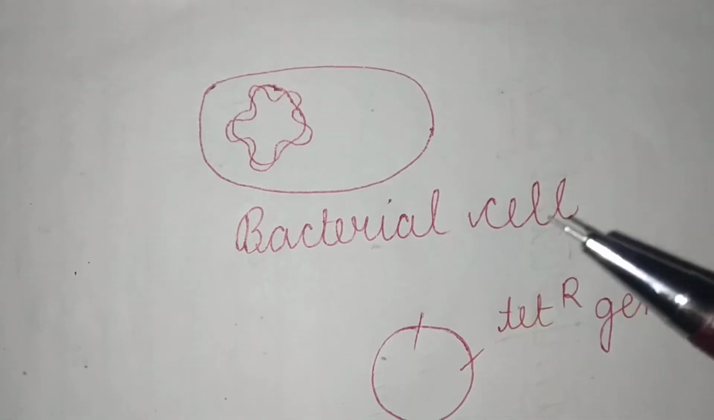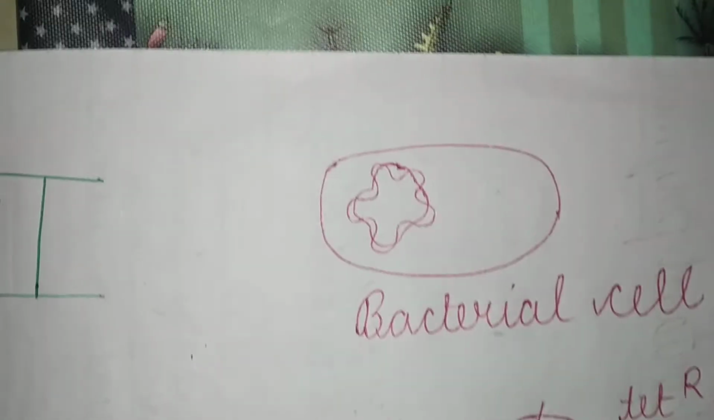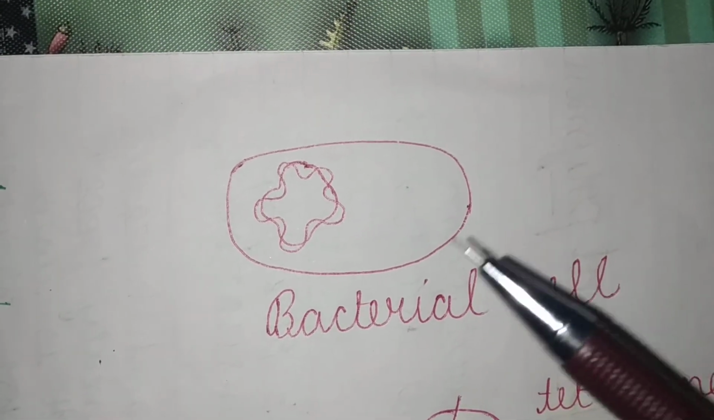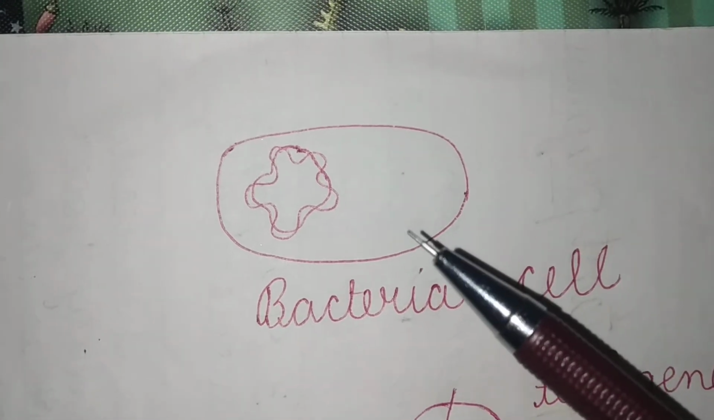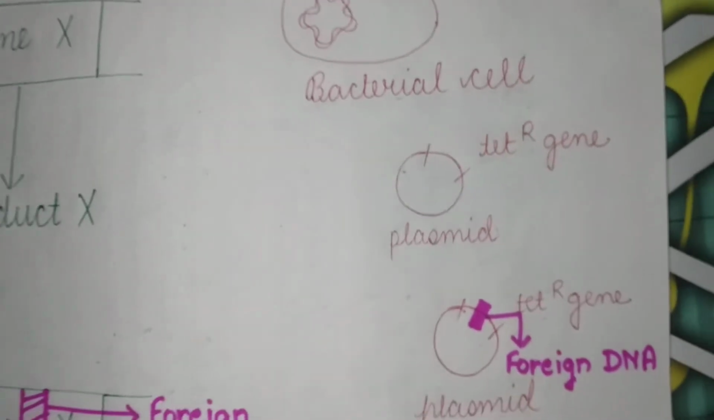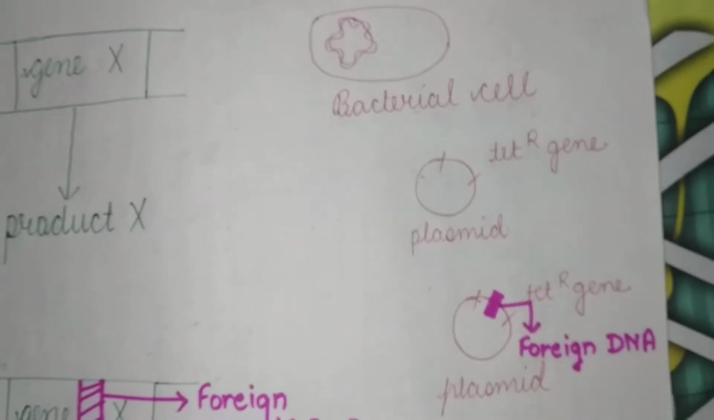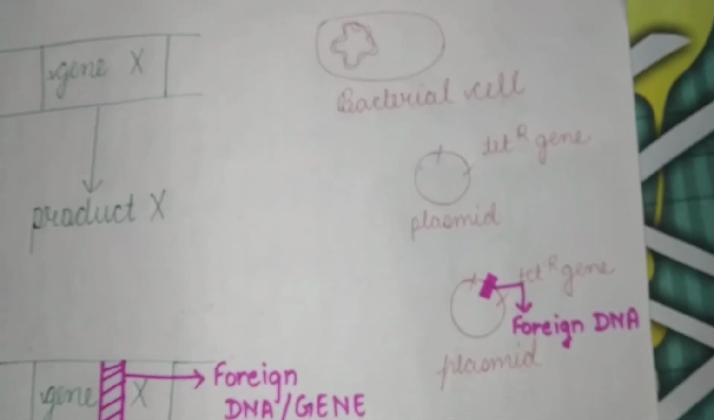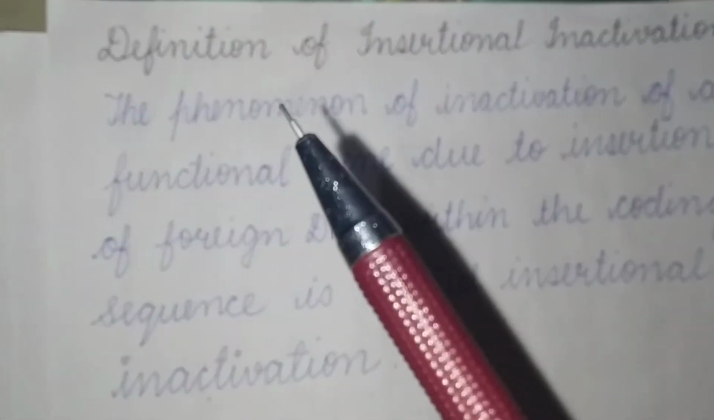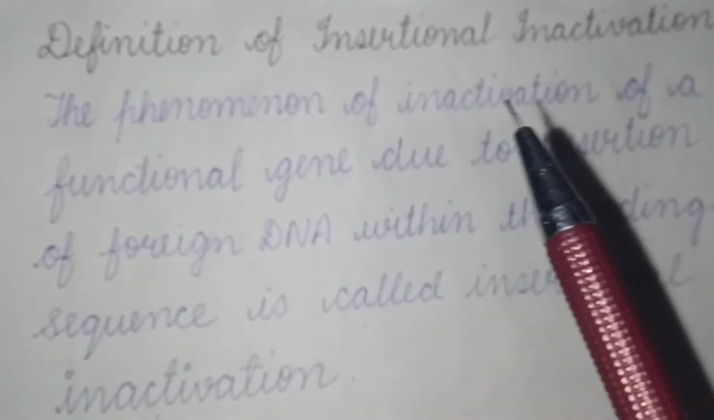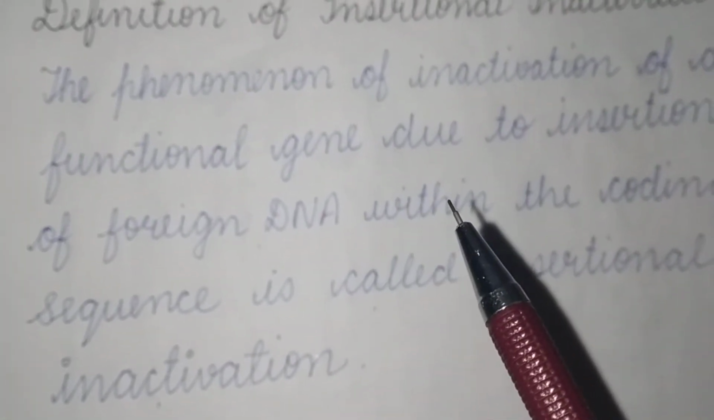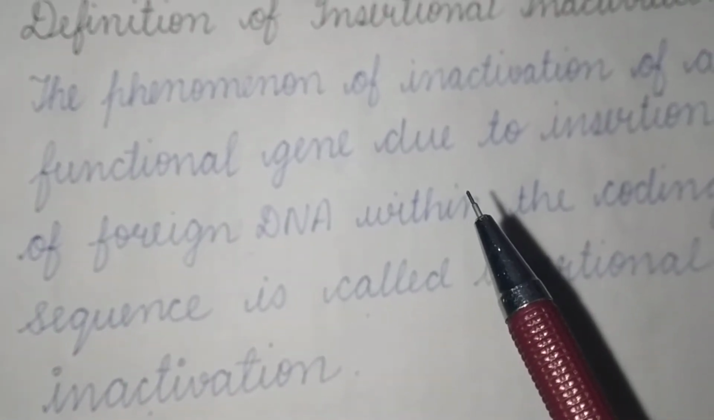The bacterial cell will also lose the property, that is, it will not be able to survive in the tetracycline medium, because the plasmid has a foreign DNA inserted into it and has undergone insertional inactivation. So this is all about insertional inactivation in simple words. Now let us read the definition given in the book. The phenomenon of inactivation of a functional gene due to insertion of a foreign gene within the coding sequence is called insertional inactivation.